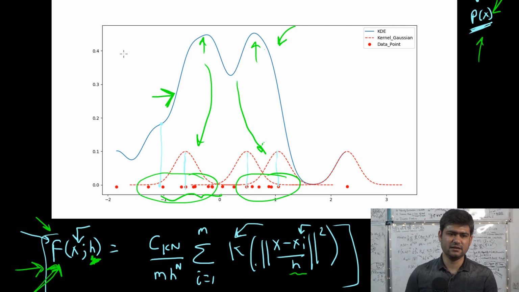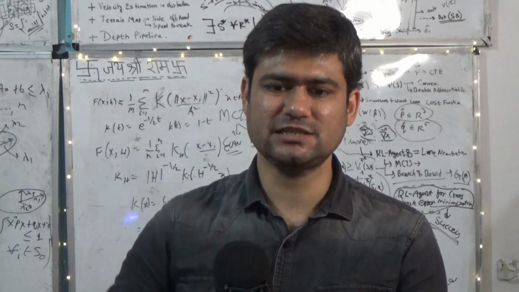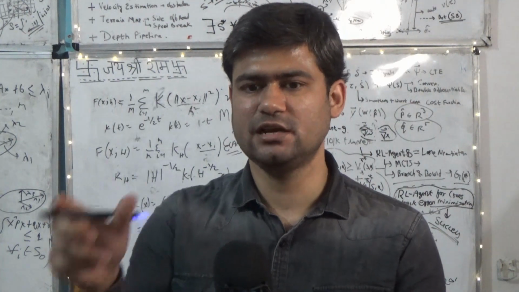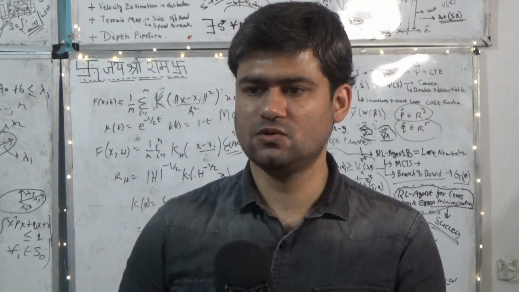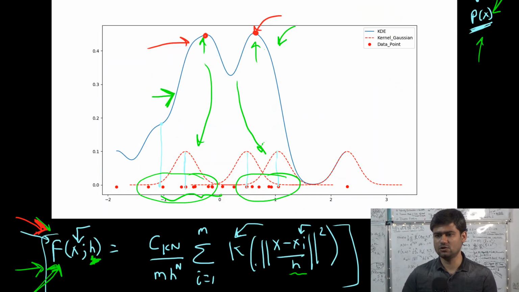So by finding the modes of the kernel density estimator function, we can find both the centroids of the clusters as well as the clusters associated with those modes or centroids. So the natural question is, how do we do it mathematically?